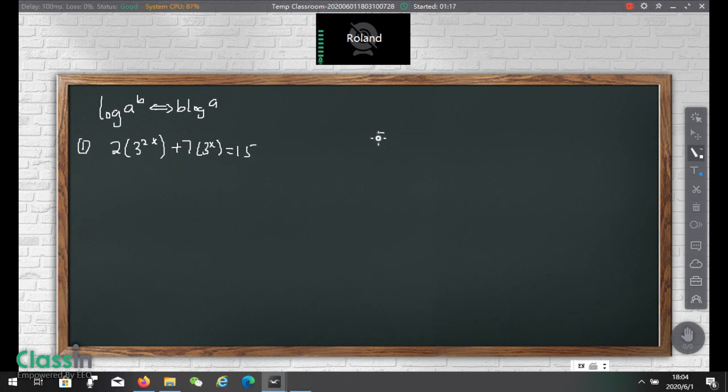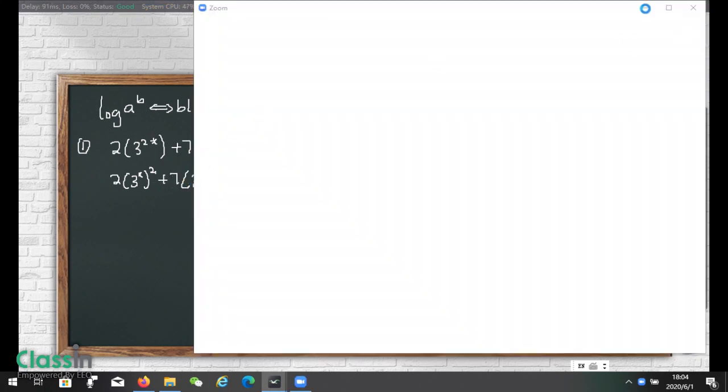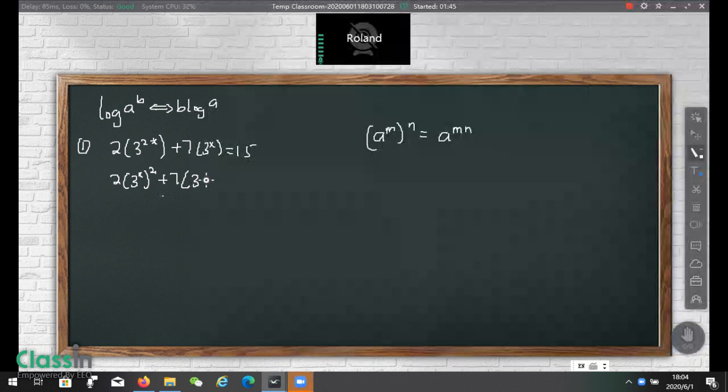We know that (a^m)^n is the same as a^(m×n). So we can write this as 2(3^x)^2, because this will be the same as x times 2, or 2x, plus 7(3^x) minus 15 equals 0.